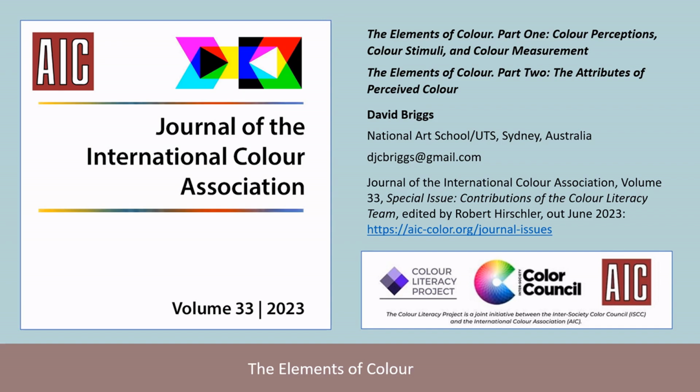exploring the main modes of colour appearance, for example as belonging to objects or to lights in various ways, and the standard perceived colour attributes, hue, lightness and so on, and their interrelationships. Both parts will appear in a special issue of the journal devoted to contributions from the ISCC AIC Colour Literacy Project, very patiently edited by Robert Hirschler and due out next month. The AIC journal is open access and you'll be able to download all of the papers as PDFs from the link shown here.